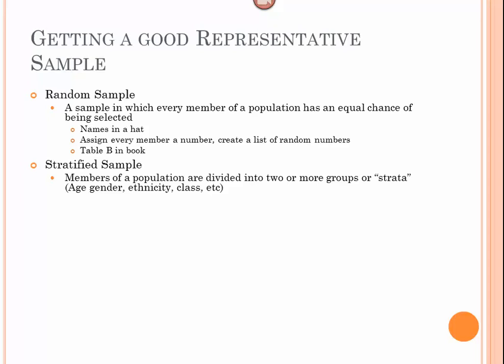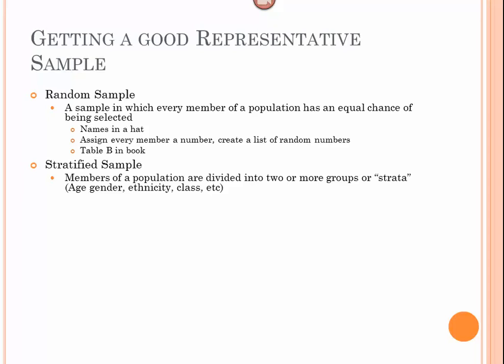If we're doing a poll at a school, we may want to make sure that every class has an equal representation. And so we may divide it up by class, freshman, sophomore, junior, and senior. And then we might poll 50 people from each of the classes.